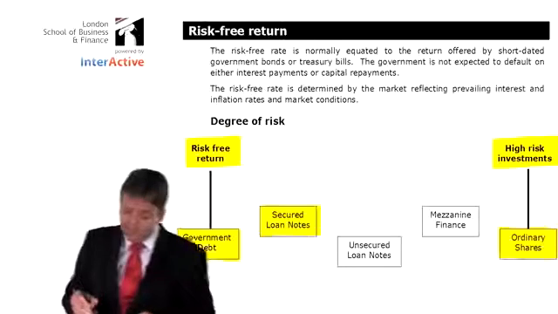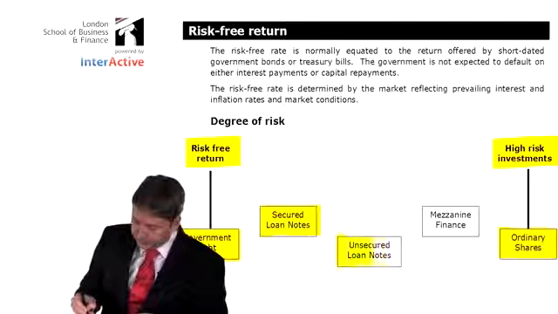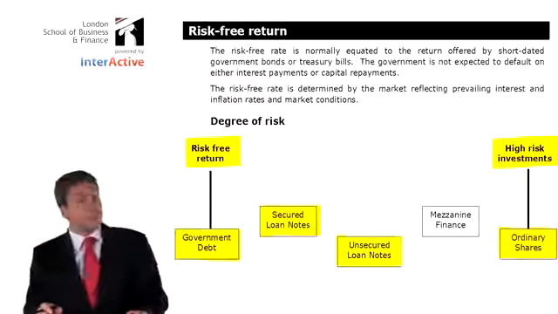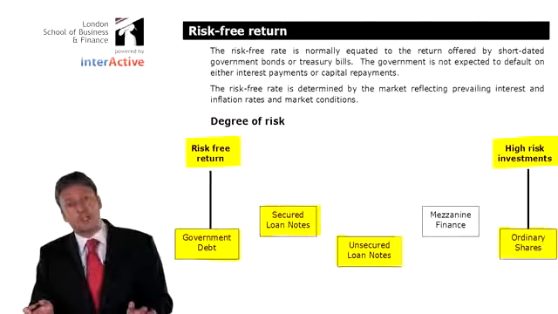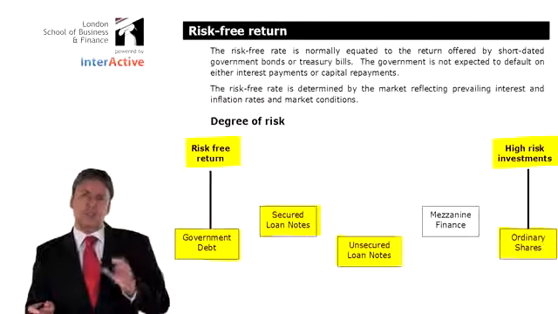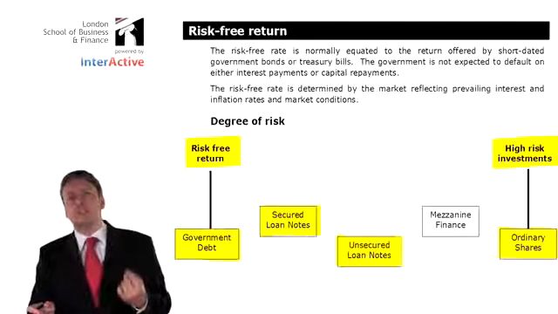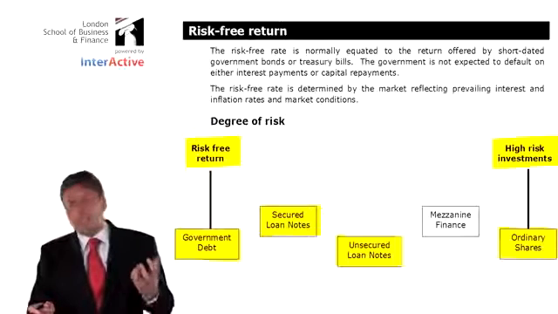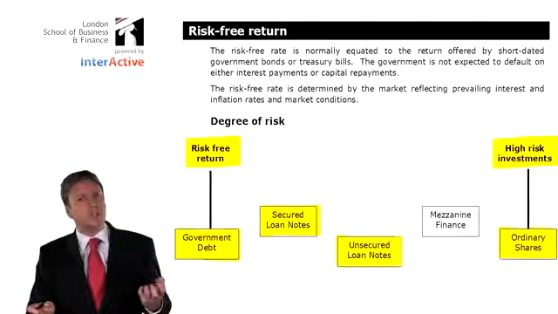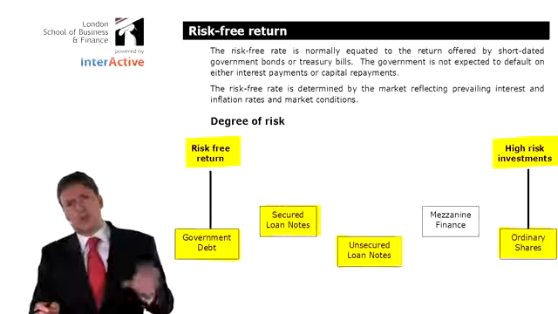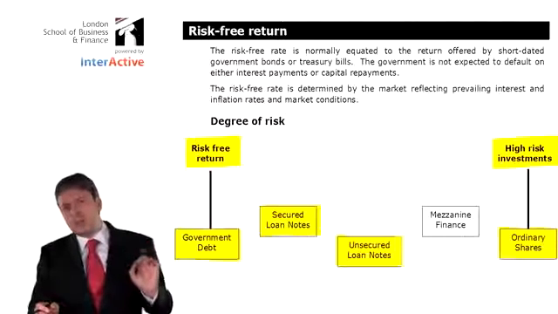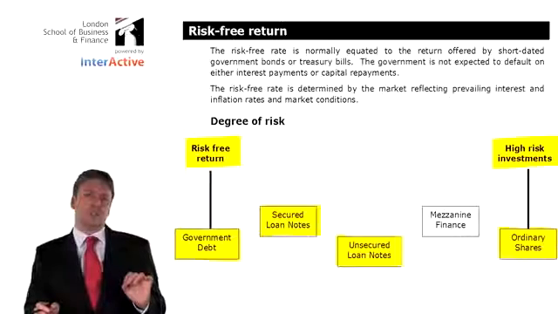Then we look at unsecured loan notes. Now, unsecured loan notes, of course, do not have the security of fixed asset backing. Having said that, they still get a fixed rate of interest, and the underlying business is assumed to be a healthy business. From that perspective, we would expect unsecured loan notes to have a high degree of certainty, relatively little risk.